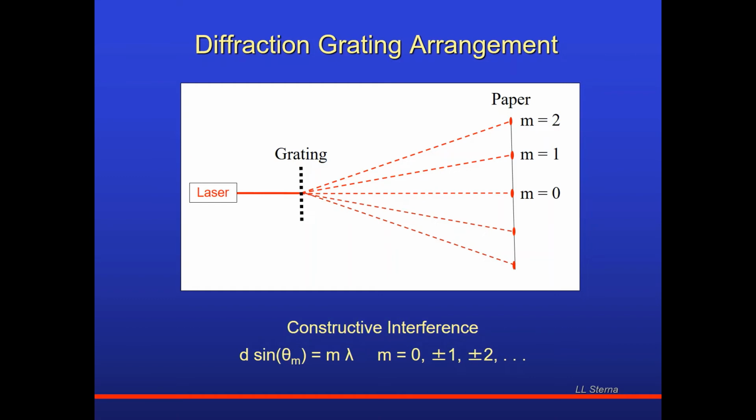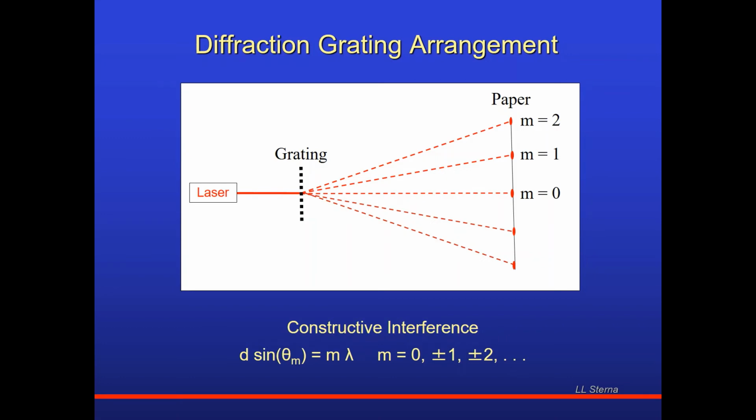Again, we have the condition, constructive interference. The path difference between adjacent slits, d, times sine theta, the angle this thing has moved from the horizontal. If that's an integer number of lambda, you get constructive interference.